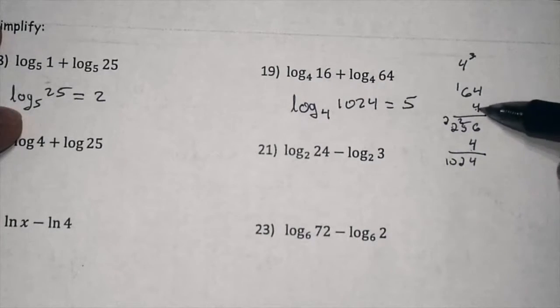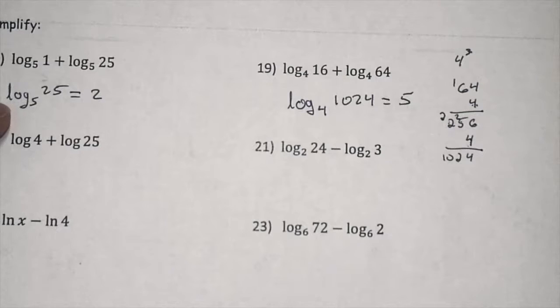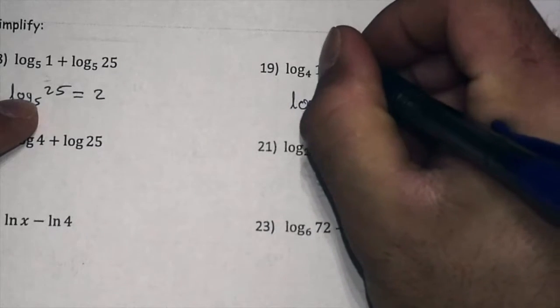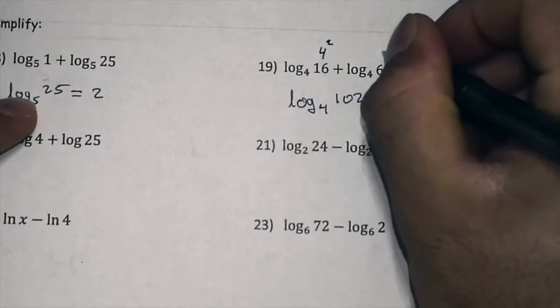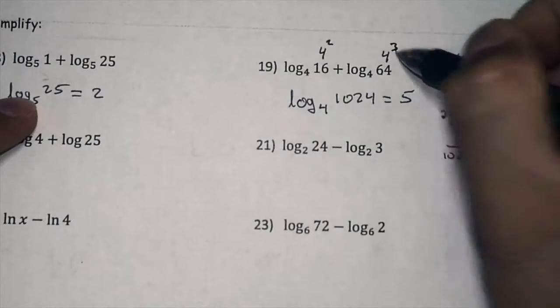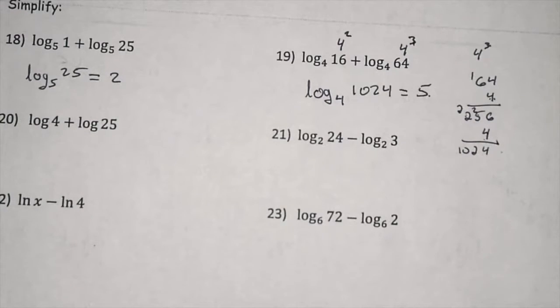Or you can just count the powers. 16 is 4 squared, and 64 is 4 to the third. 2 and 3 is 5. That always applies, if it works. Sometimes it may not work. If it doesn't go in perfectly, then it's not going to work.